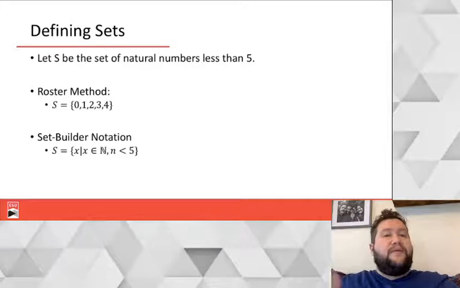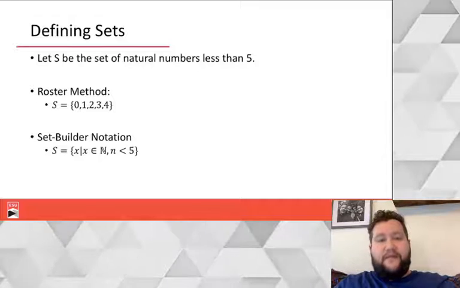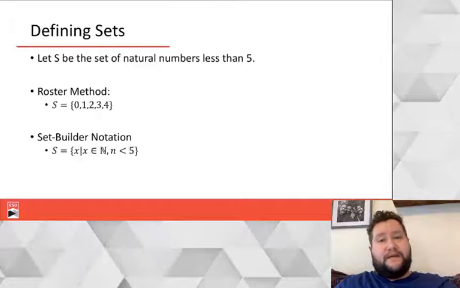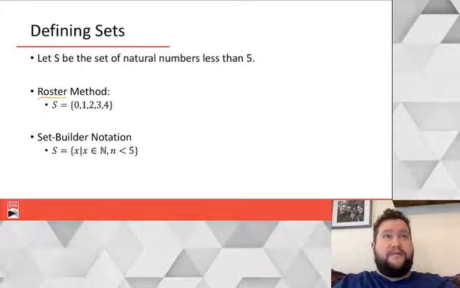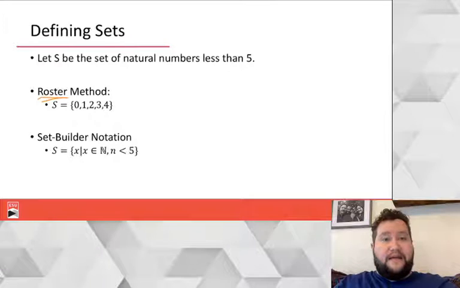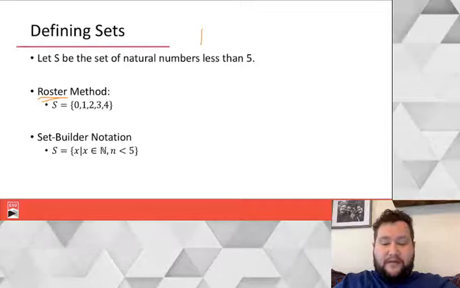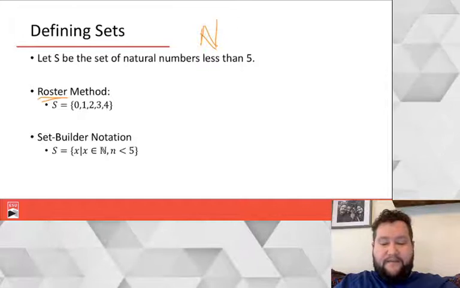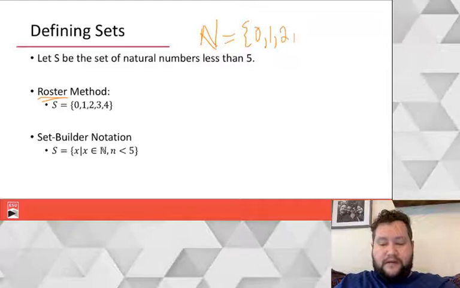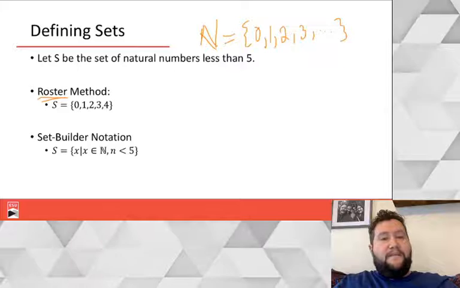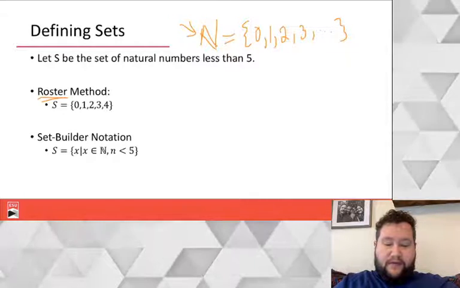If we were to define a set, let S be the set of natural numbers less than 5, we have two different ways that we can denote that. The first is called the roster method, and it's called roster because we just list all of the elements of the set. The natural numbers, which we draw with this fancy N, is the set of 0, 1, 2, 3, and so on. So this N stands for natural numbers.